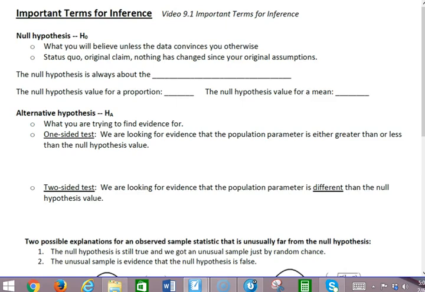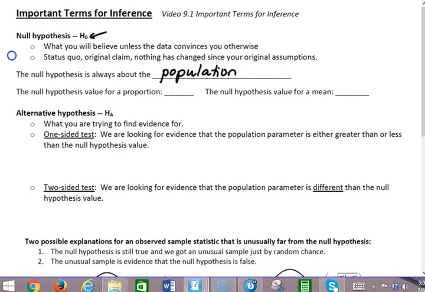Now let's summarize the important terms for inference that we've talked about in video 9.1 and introduce one new one. The null hypothesis is what you believe unless the data convinces you otherwise. It's your status quo, your original claim. Nothing has changed. The null hypothesis is always about the population. And we use a subscript of 0, or naught, for our null hypothesis.